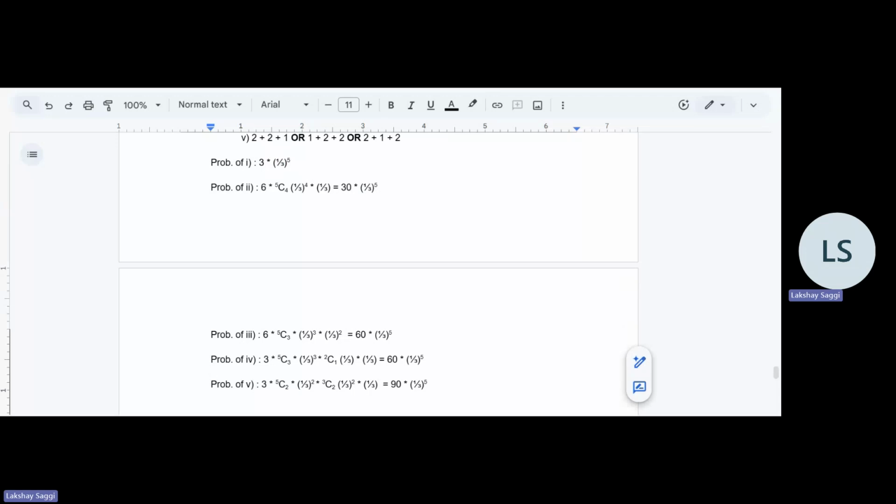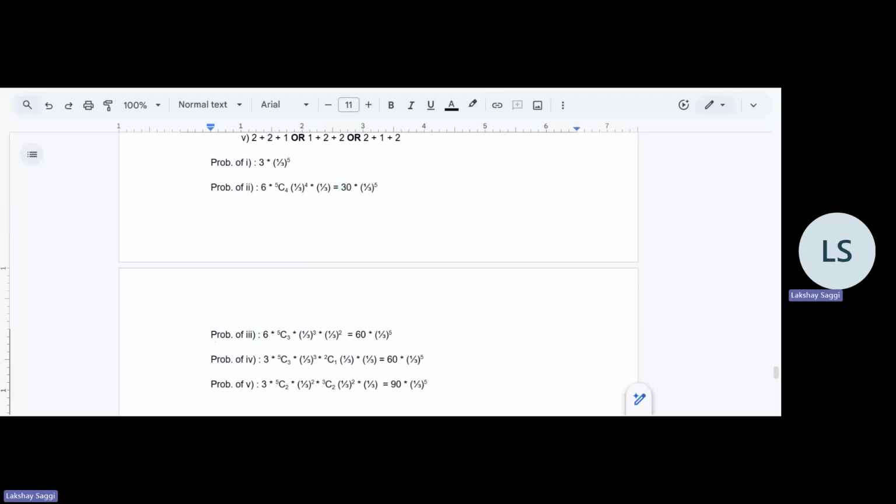So we have these probabilities of all of these cases, and just for a sanity check, these cases were exhaustive, so the probabilities should sum up to 1. Note that 1 by 3 raised to the power 5 is just 1 over 243, so these coefficients should sum up to 243. And they indeed do: 30 plus 3 is 33, 33 plus 60 is 93, 93 plus 60 is 153, 153 plus 90 is 243. So the probability sums up to 1. So this is right.